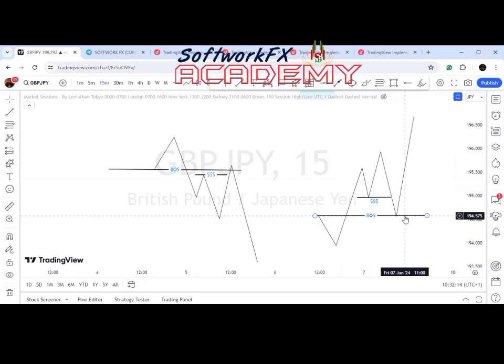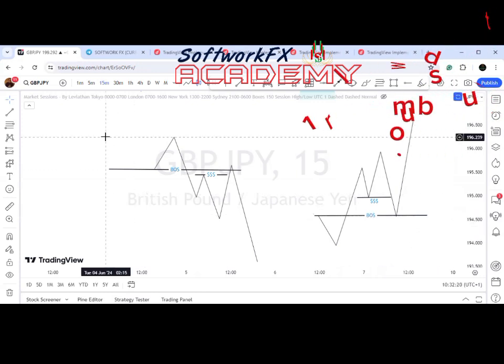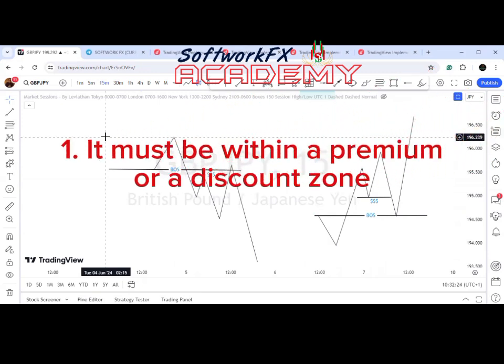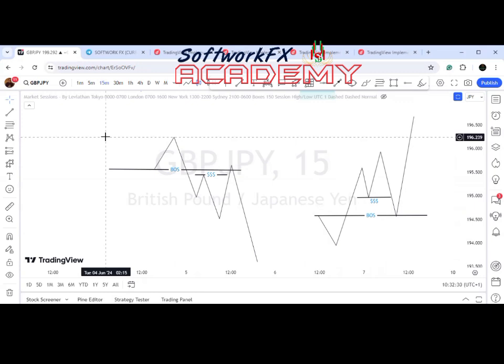So what are the conditions to trade a breaker block? Number one, it must fall within your premium or discount zone. If you don't know what a premium or discount zone is, I have a video on this channel. You'll see the link around. Do well to watch it in order to understand what a premium or discount zone is in trading.